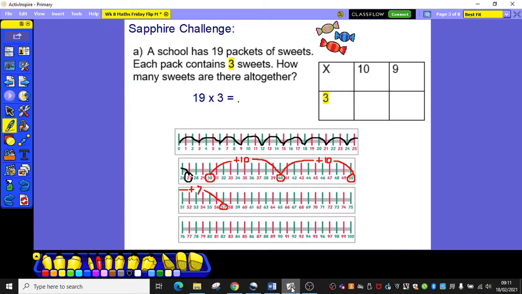Just a reminder though that if I've got 19 packets of sweets, then that's going to be the number I'm going to partition into a 10 and a 9. And if I've got 3 sweets in each packet, I'm going to be multiplying by 3. And obviously I can use my number line to count in 3s, or I could count in 4s, or count in 2s, or count in 5s. And obviously I can use it for any addition as well. And a final reminder, if I was adding 7 to 50, my first jump would be 1 down to 51, 2, 3, 4, 5, 6, 7, up to 57. So good luck today, anyone that's going to do the Sapphire challenge, and I'd like those children to start now.